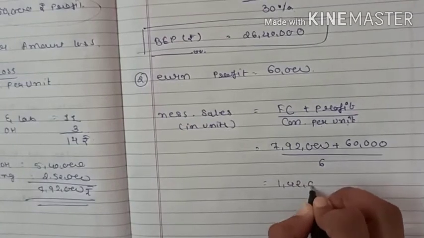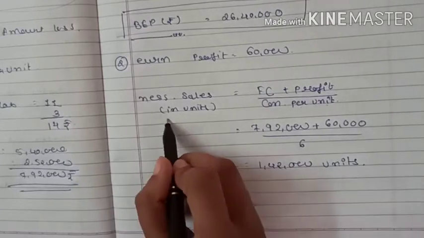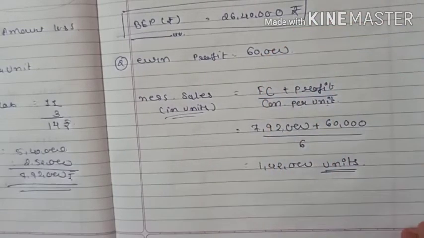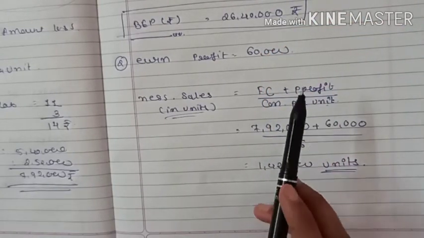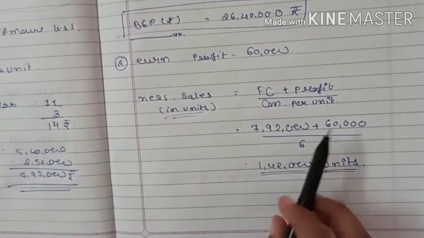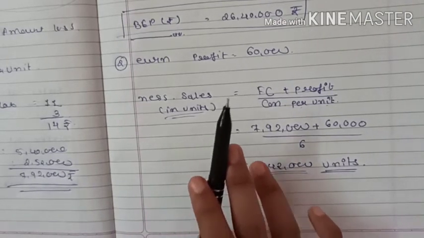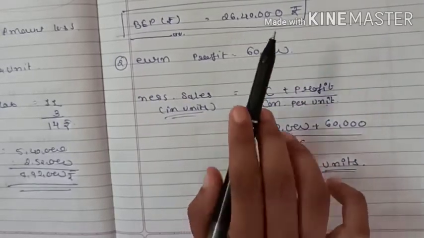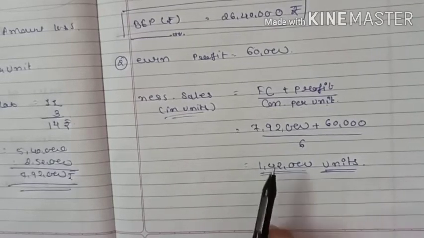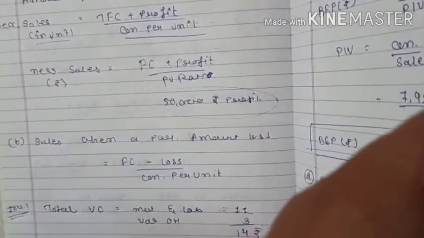1,42,000 units. Whenever units or in units is given, you have to write units, and whenever amount is given, you have to write rupees. Right? That means when you sell 1,42,000 units, you will get 60,000 rupees profit. If you want to earn 60,000 rupees profit, you have to sell 1,42,000 units or 1,42,000 products. Right? Now third one.